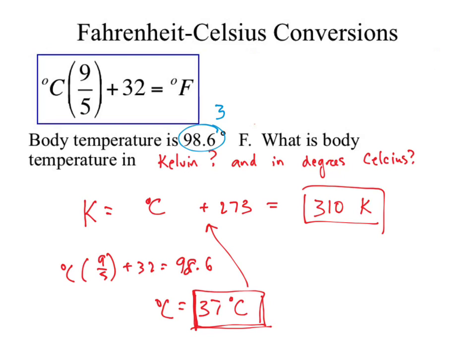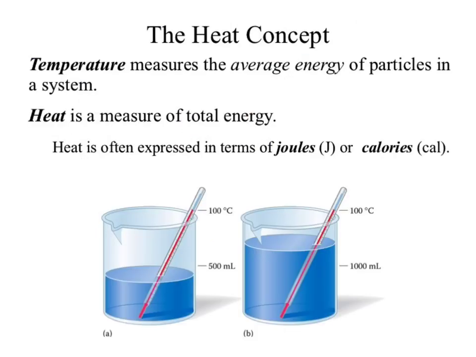That said, if this didn't come out to exactly 37, don't give me 37.123953426 whatever. Just give me 3 sig figs at most with your temperatures and you'll be fine. Make sense? Okay, cool. So, heat concept.